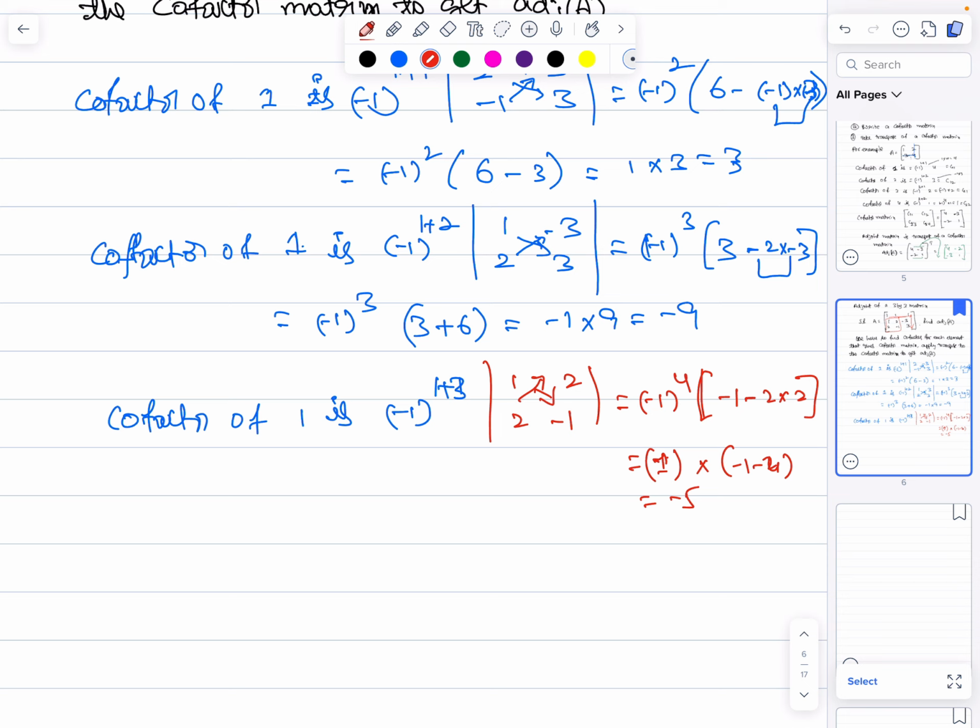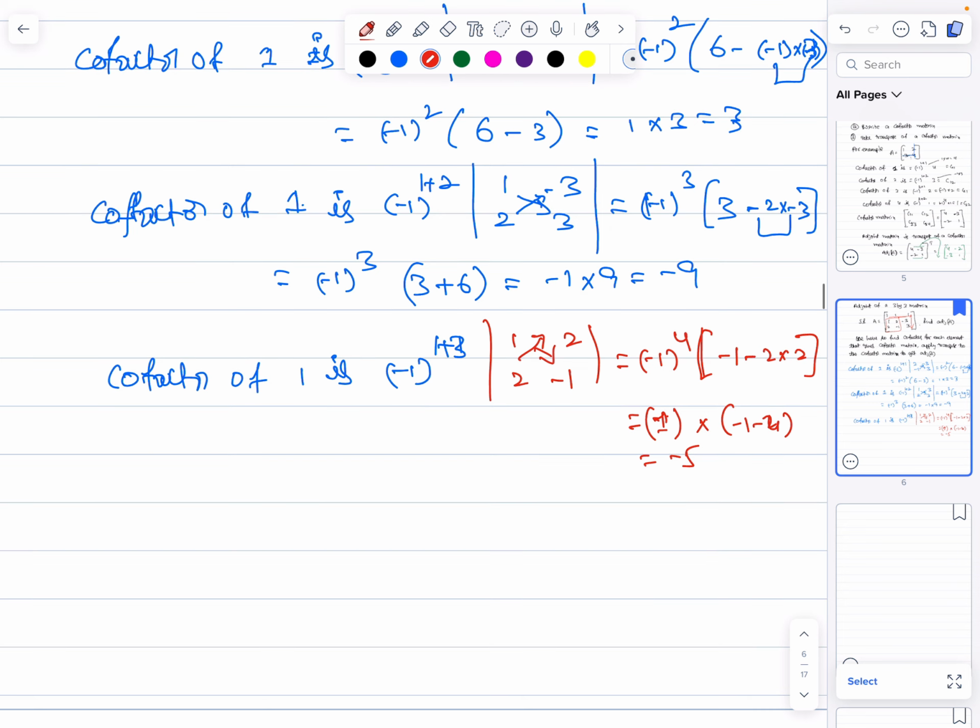Now you are done with the first row only. You have to move to the second row. What is that cofactor matrix of?